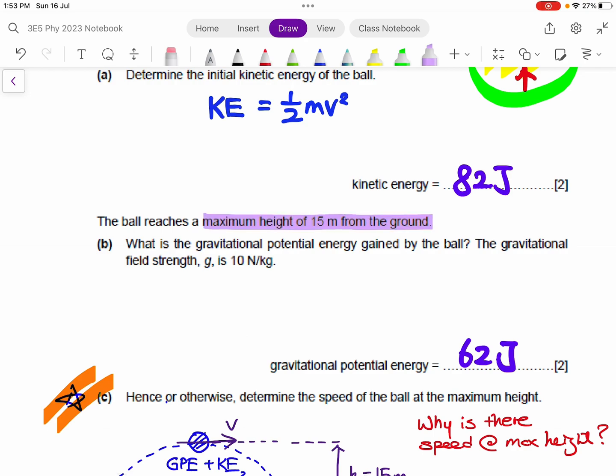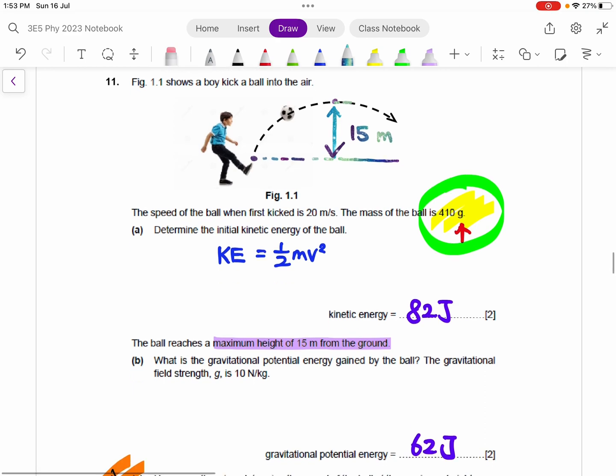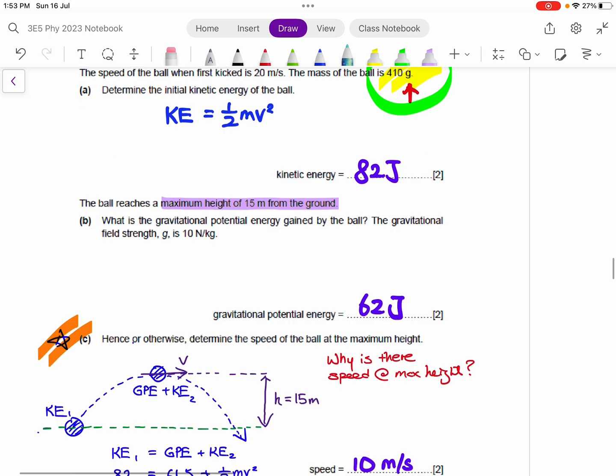So this 15 meter from the ground is actually not really correct. What I'm trying to say is that it is 15 meters from where it was kicked, right? So this 15 meter is the pure gain in height. To think about it, 15 meter is actually quite high. The boy has to kick the ball 5-story height. So in Singapore, 1 story is about 3 meter. You can just memorize that.